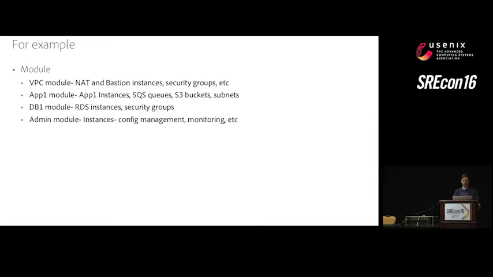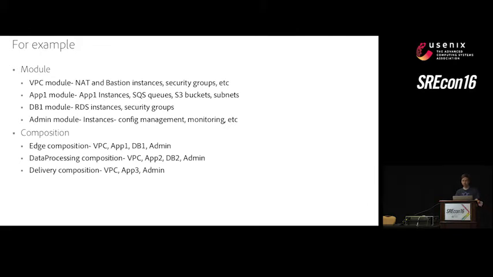So for an example for a module, the VPC module will have the NAT instance and the Bastion instances and security groups and basic subnets for the DMZ and so on. Say the first application module will have the instances and the SQS queues and maybe the buckets and the subnets. The database module might have RDS and security groups and subnets, and the admin module might have instances and config management and monitoring. So for the composition, if we have an edge composition, we're going to put the VPC with the admin, with the app1 and DB1, and we're going to group those together.